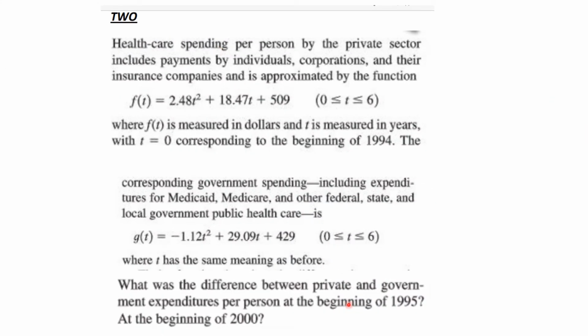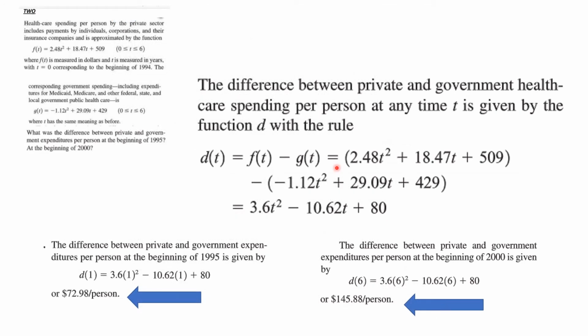Number 2 is a word problem. Actually number 1 was a word problem too. We'll have a bunch of word problems, and here are the questions that were asked. So the difference between the two, you had equations, and you took the first equation minus the whole of the second equation. So you had to make sure you get these signs right, and then you simplify to make it easier to plug in numbers. So this is what you get.